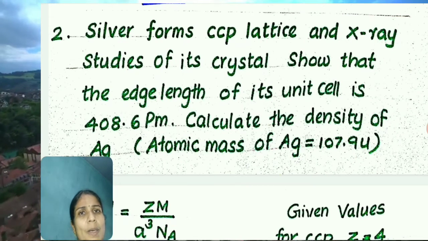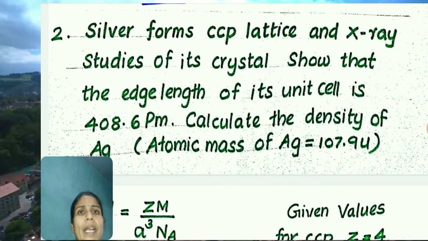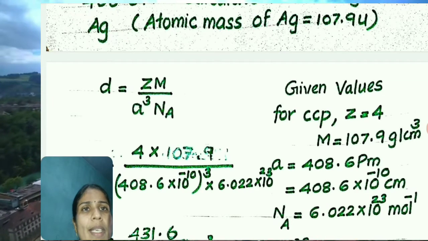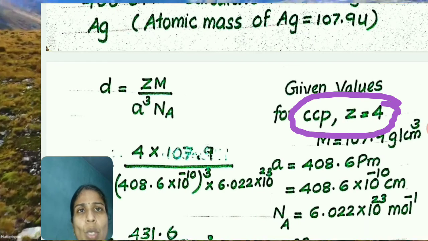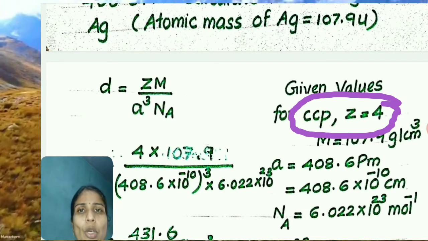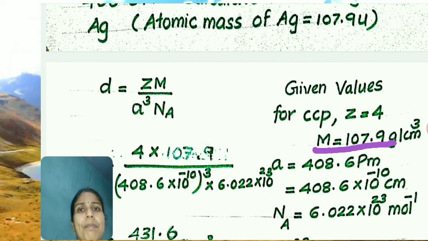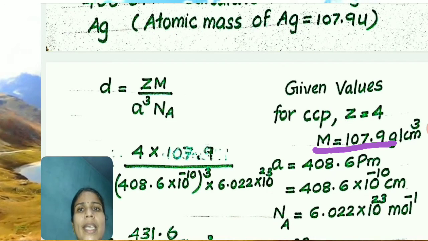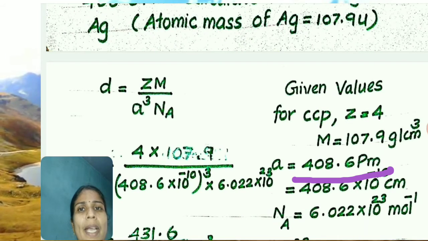Ag means silver. Then here first you should write the given parameters. The given values are for CCP lattice Z is equal to 4. Then molar mass or atomic mass is given, M is equal to 107.9 gram per centimeter cube. Here edge length A is given, it is 408.6 picometer.